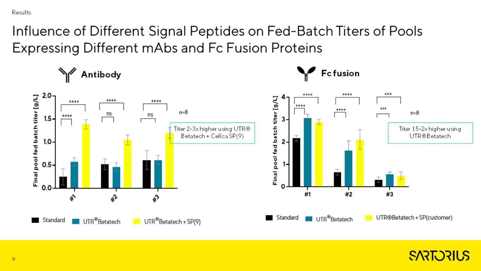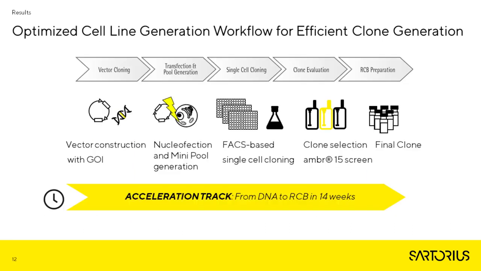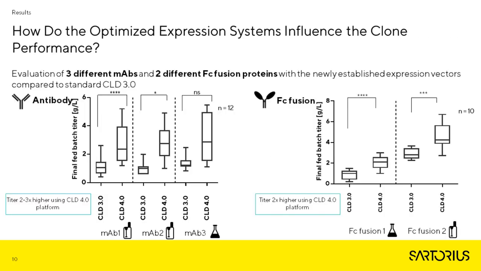The obvious next step for us was to look at the whole thing at the clone level. What we did there was we repeated the exercise of transfecting the cells with expression vectors, generating the pools, laying out single cell clones using a FACS device, and then expanding the clones and performing clone evaluation either in a shake flask fed batch like we did in the previous round, or we also performed clone screening using our AMBER 15 systems. And how does that look?